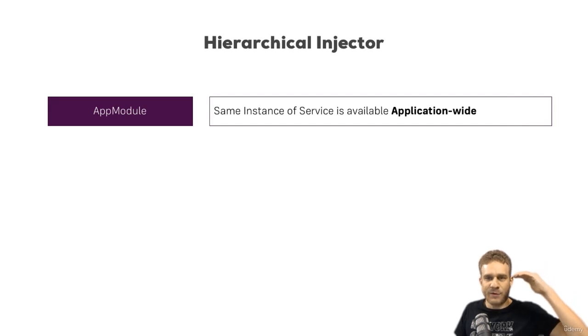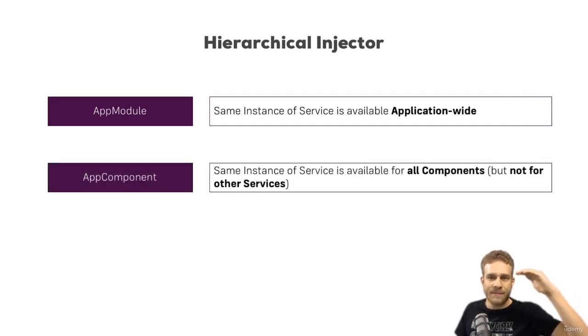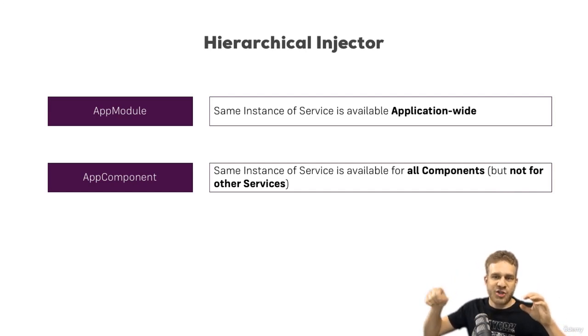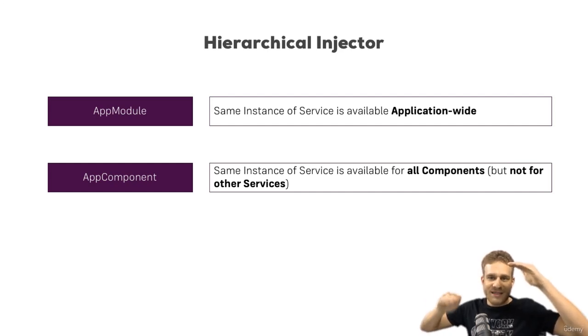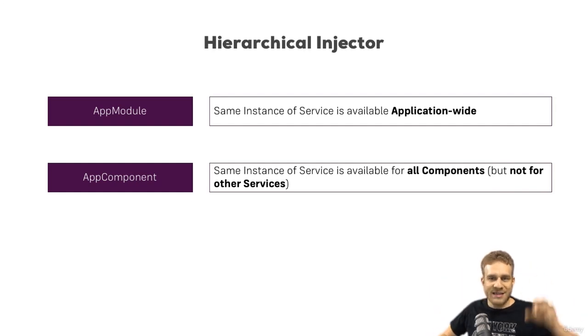The next level, for example, would be the app component. There, the app component and all its child components do have the same instance of the service. And this is true for any component. So even if we have a child of the app component, if we provide it on that child, all the children of this child will have the same instance and the child itself, but not the app component. The instances don't propagate up. They only go down that tree of components.